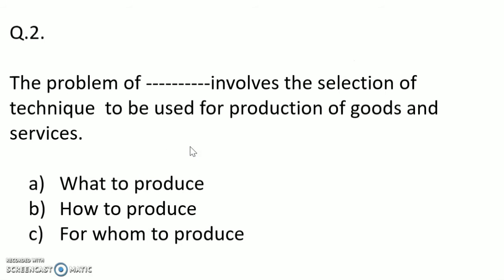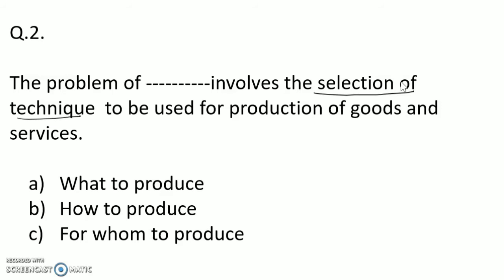Question number 2. The problem of dash involves the selection of technique to be used for production of goods and services. Option A, what to produce. Option B, how to produce. Option C, for whom to produce. Answer. The problem of dash, the selection of techniques. So listen carefully. Selection of technique.